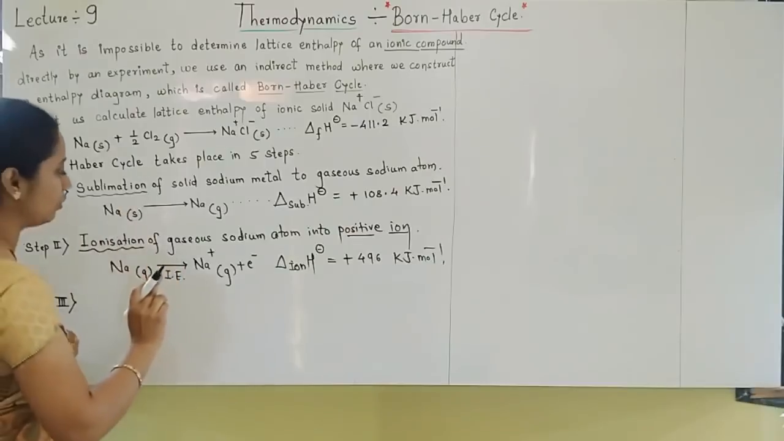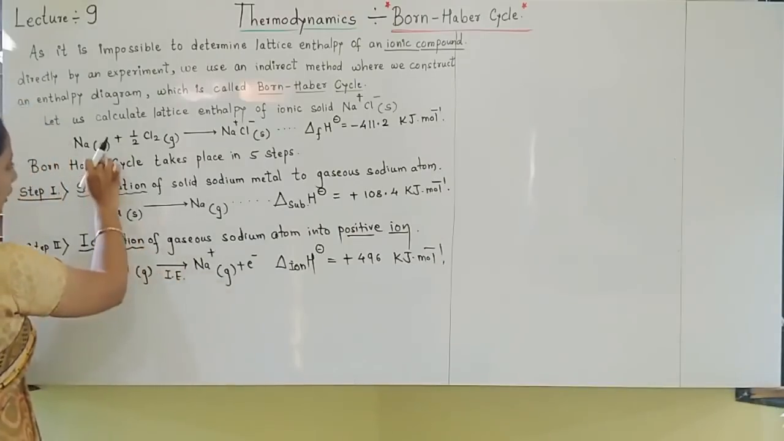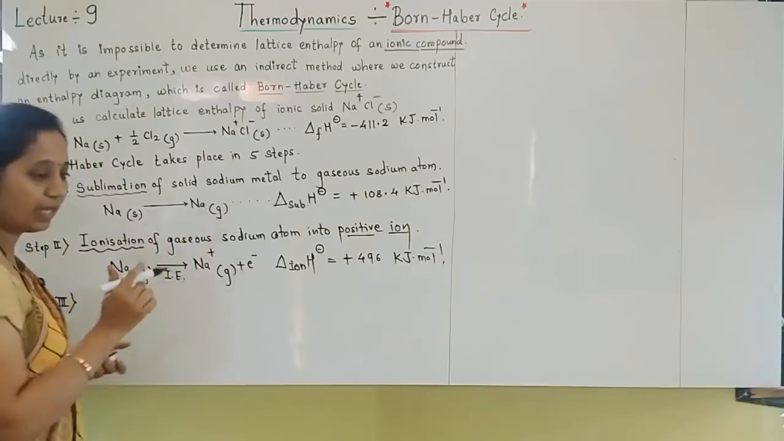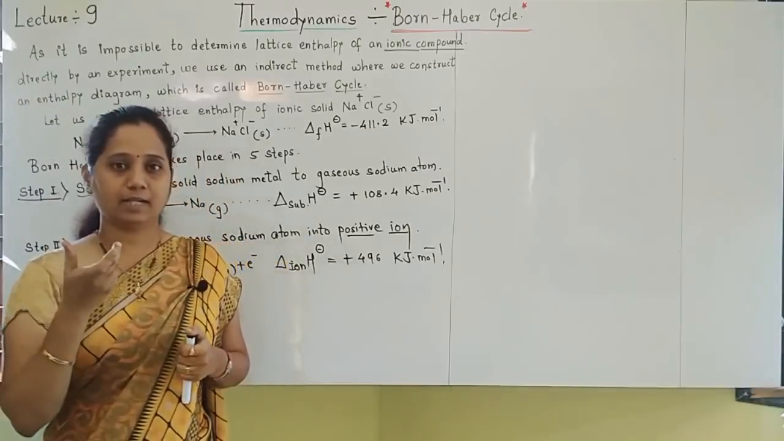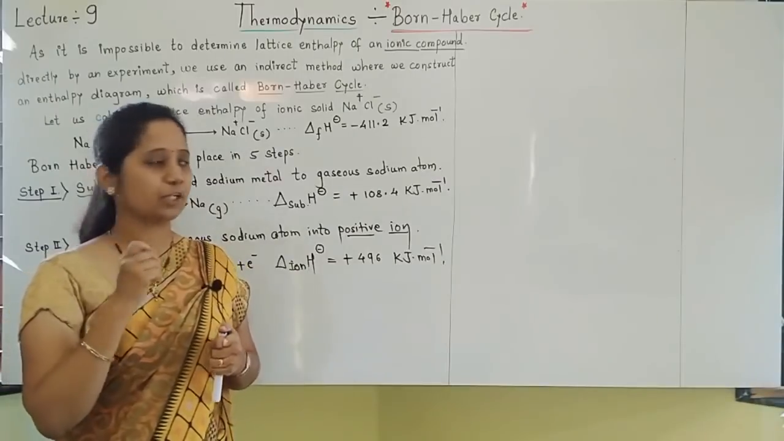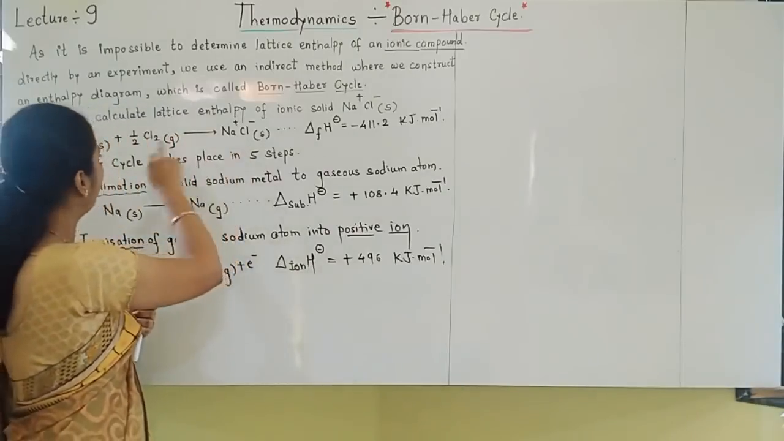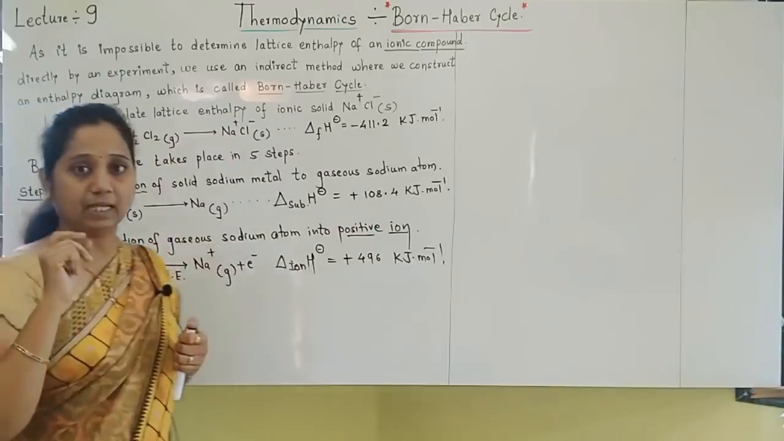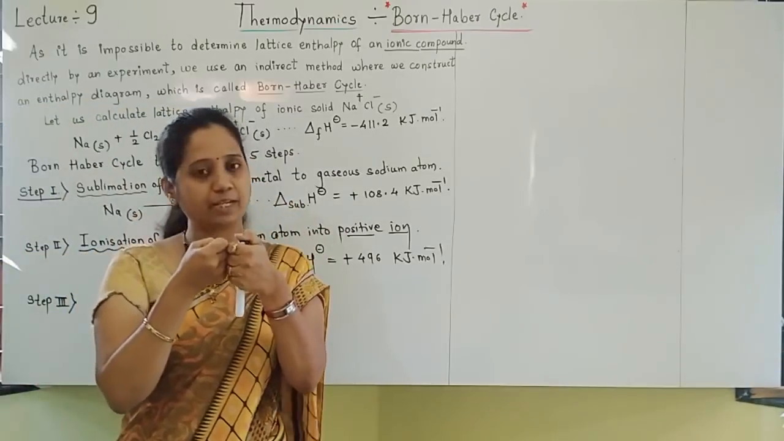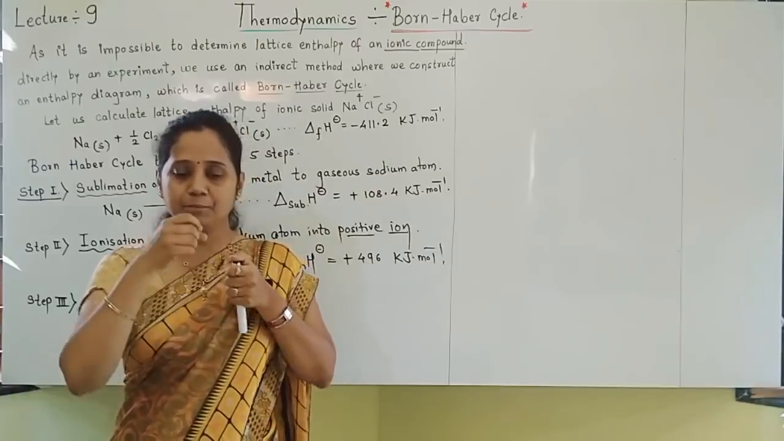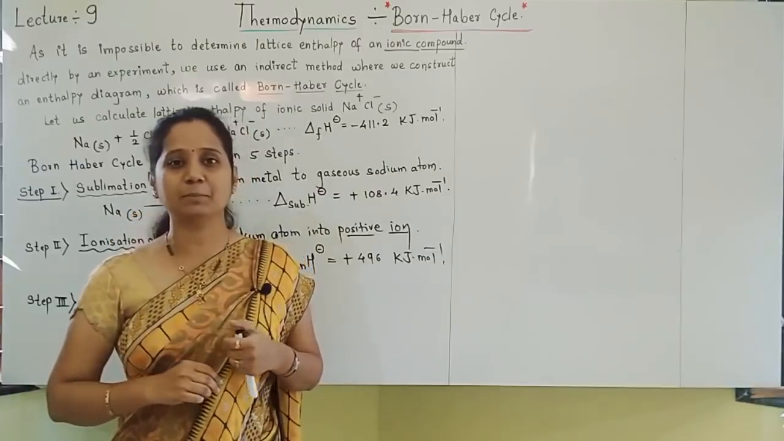I hope students, the first two steps are very clear. Solid is converted into gas. Why gas? Because NaCl, an ionic compound, formation is going on. We want sodium, but in solid state the arrangement of atoms is very compact. So separating sodium is not possible.